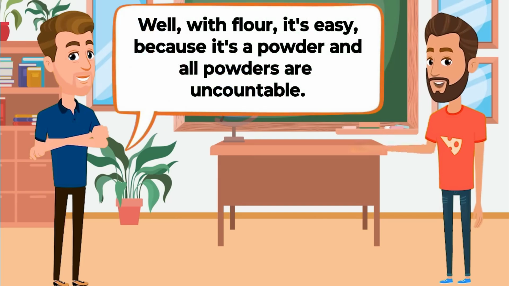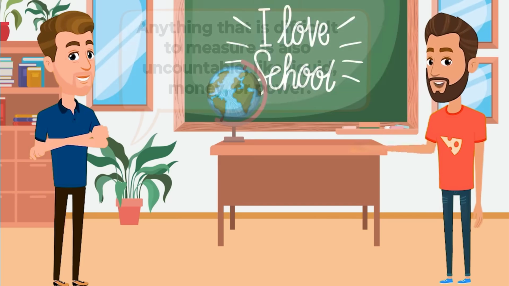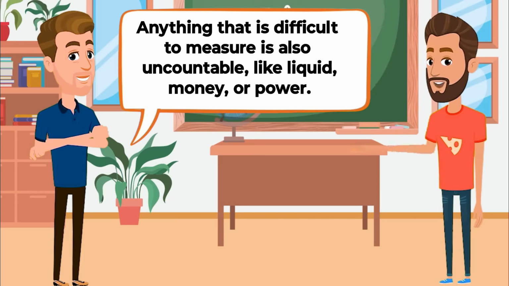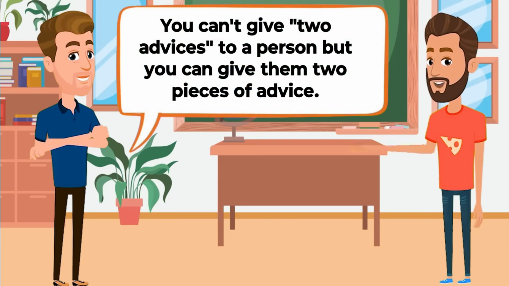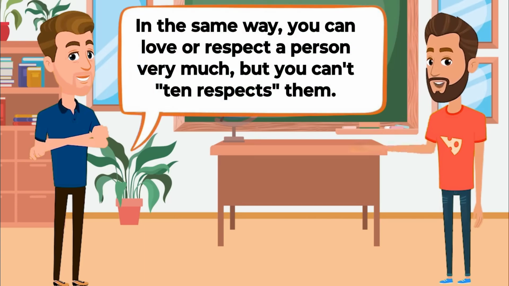Well, with flour, it's easy because it's a powder, and all powders are uncountable. Anything that is difficult to measure is also uncountable, like liquid, money, or power. Things that are abstract are also uncountable, like love, advice, and respect. You can't give 2 advices to a person, but you can give them 2 pieces of advice. In the same way, you can love or respect a person very much, but you can't say 10 respects.